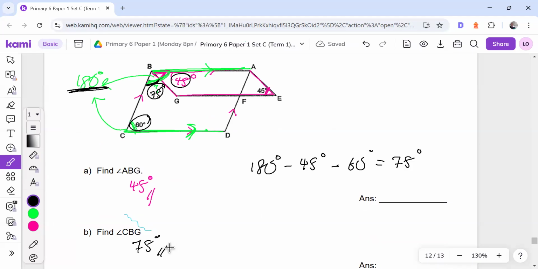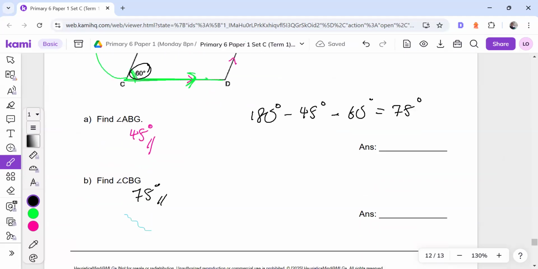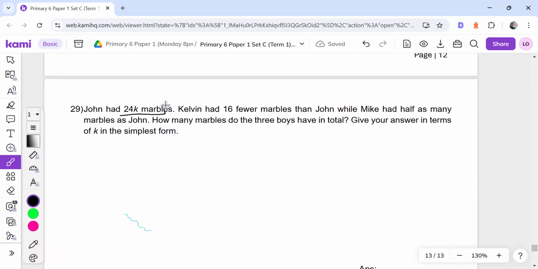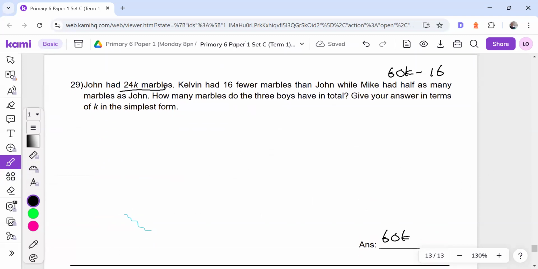Okay, copy down quickly. Let's go on to the next one. Two more questions to go. Next one is algebra again. John had 24K marbles. What's the answer first? 60K minus 16. That's your answer. Let's see how we do that.